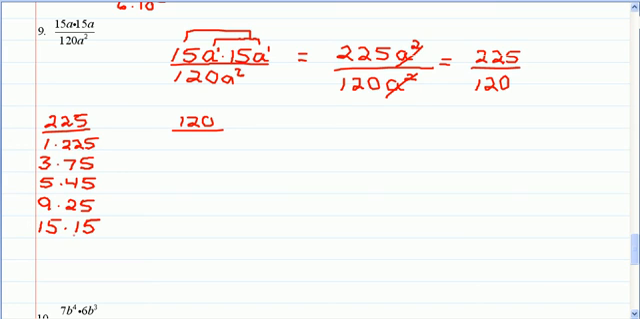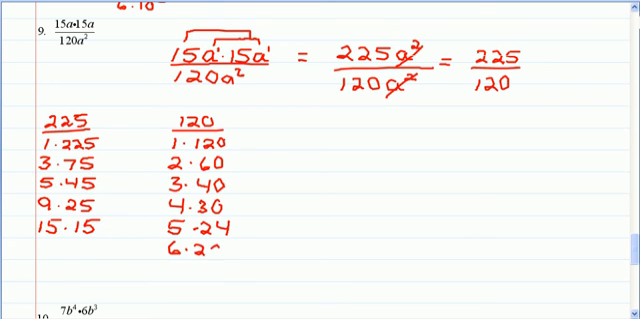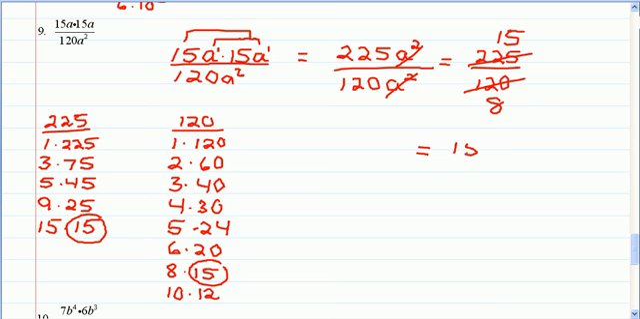And once I get to a repeat, I can stop and I move on to 120. I'm just going in order, listing all of the numbers that multiply together, writing them in pairs to give me 120. And if I look at my two lists, the largest number that they have in common is 15. So if I divide 225 by 15, I get 15, and 120 by 15, I get 8, so my final answer is 15 over 8.